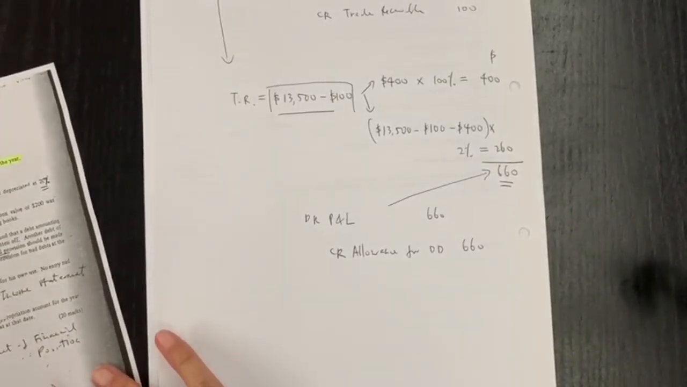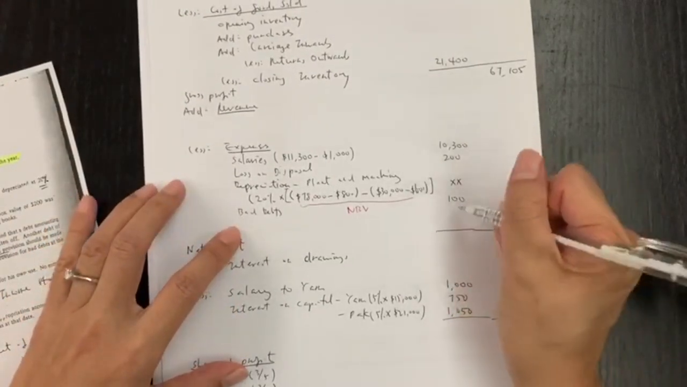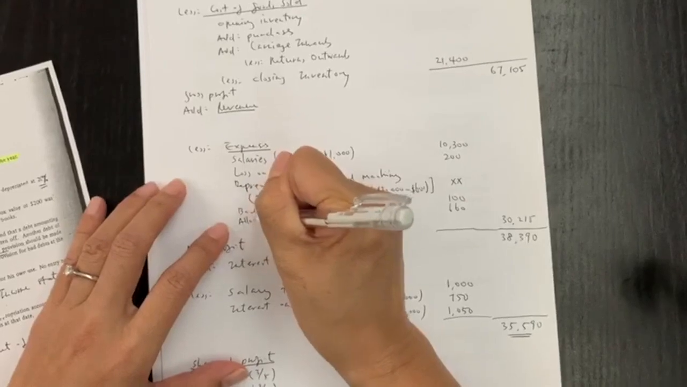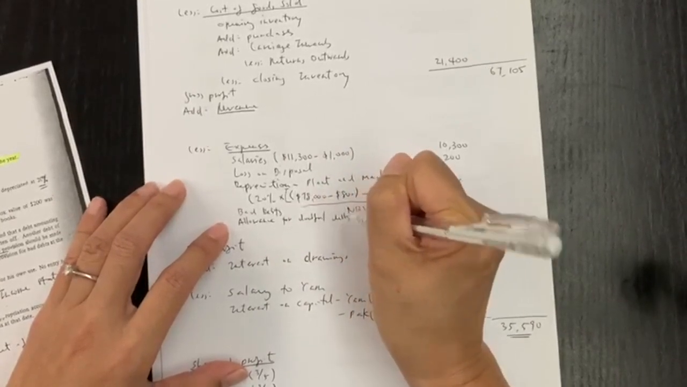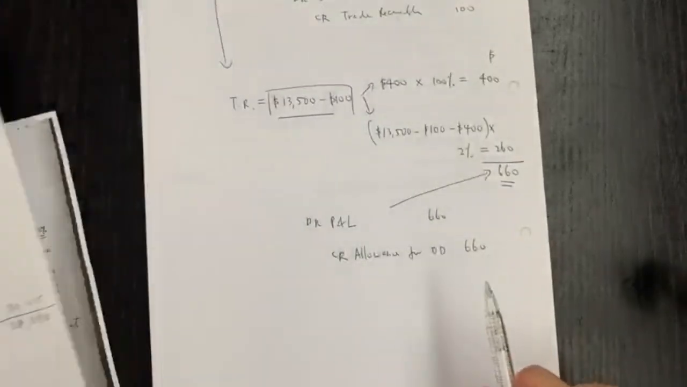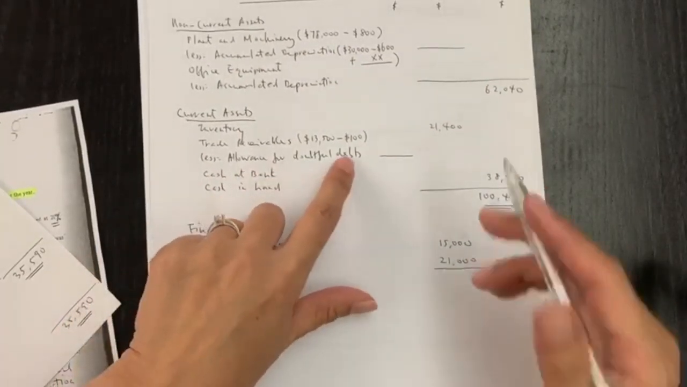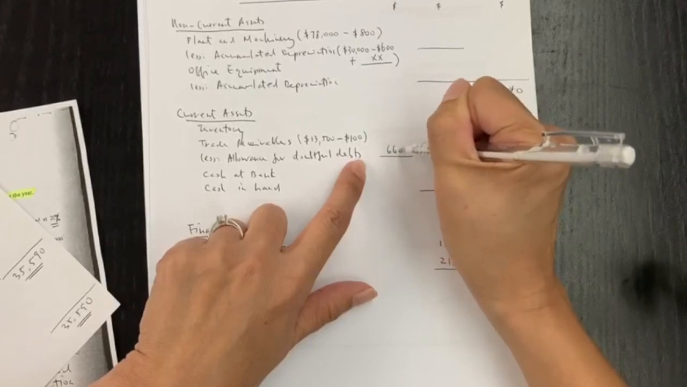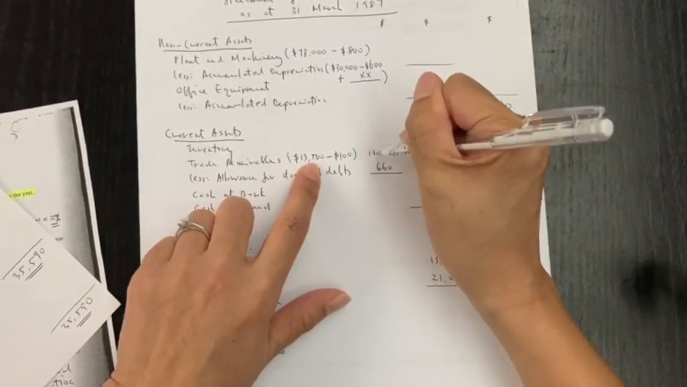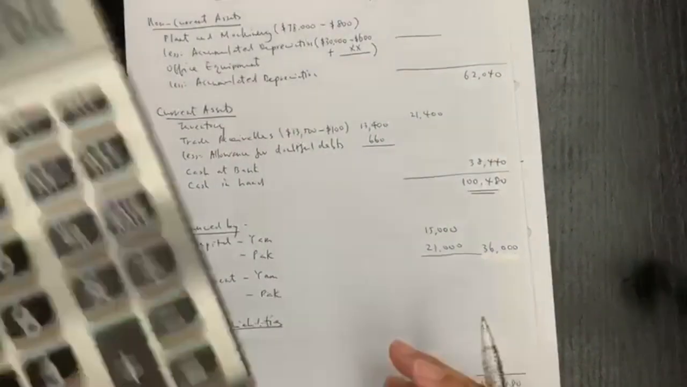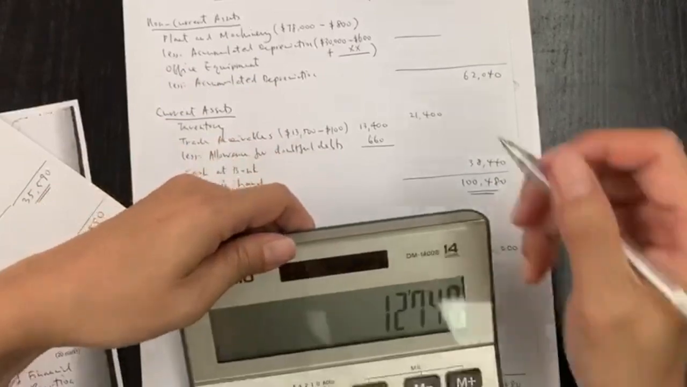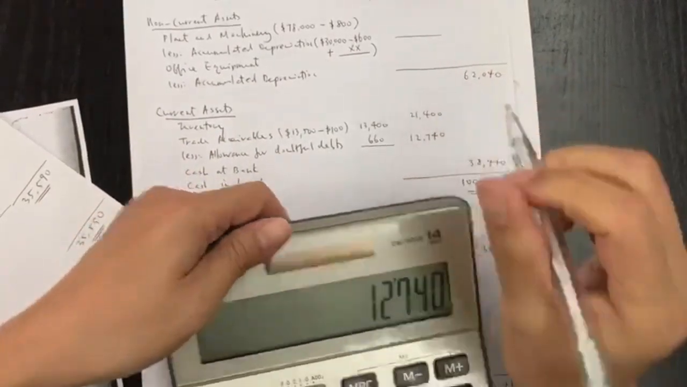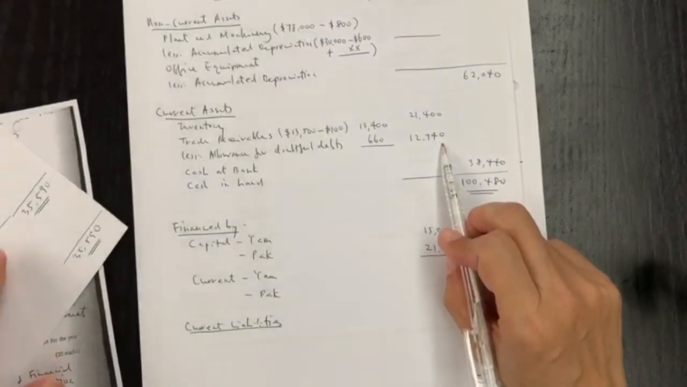Okay, so debit profit and loss, where's my income statement? My income statement is here. 660, allowance for doubtful debts. So this is debit profit and loss, and credit allowance for doubtful debts. Where's my current assets? So credit allowance for doubtful debts, that will be 660, and this is 100, so that would be 13,400. Using the calculator, 13,400 minus 660, so 12,740 would be the figure for net trade receivables.